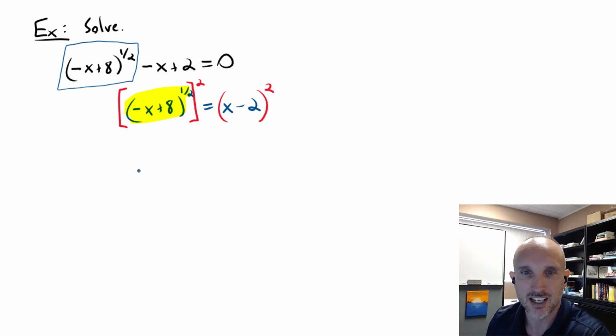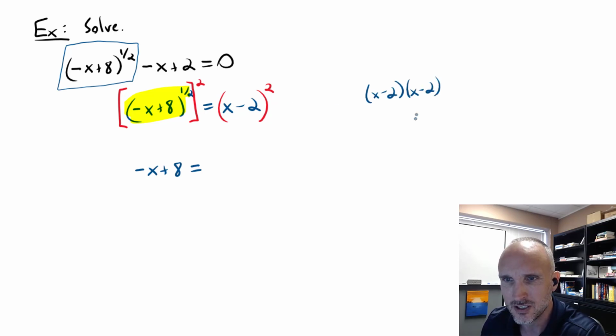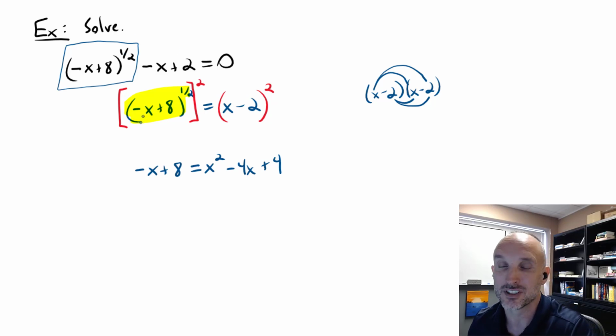So on the left side, I get negative x plus 8 to the first power, so I don't need to write that anymore. On the right side, I get x minus 2 squared. So x minus 2 times x minus 2, which gives me x squared minus 2x minus another 2x, so minus 4x plus 4. And now the weird looking guy, the 1/2 power, is gone. This is a quadratic equation.